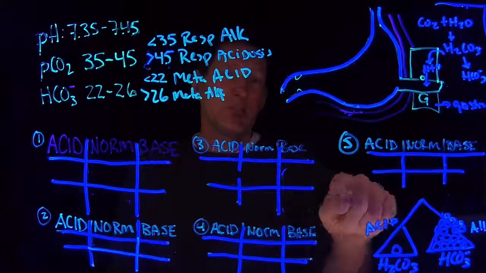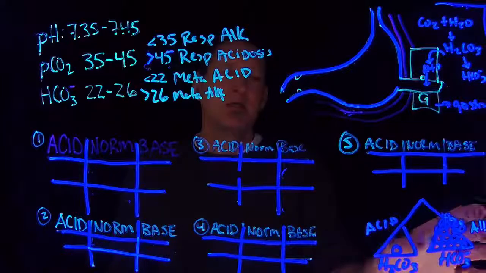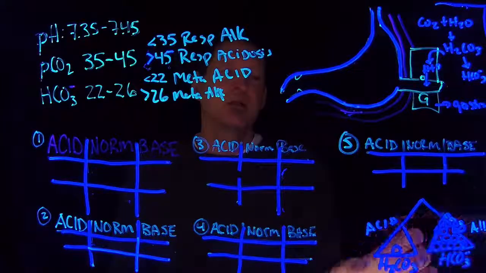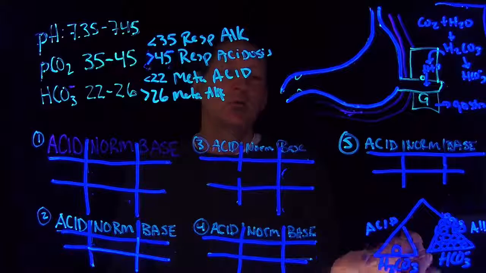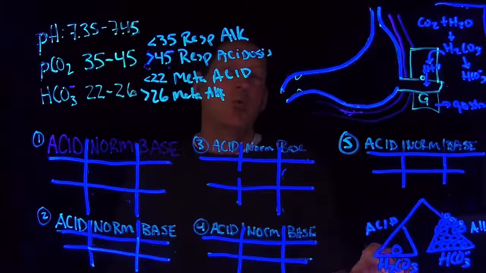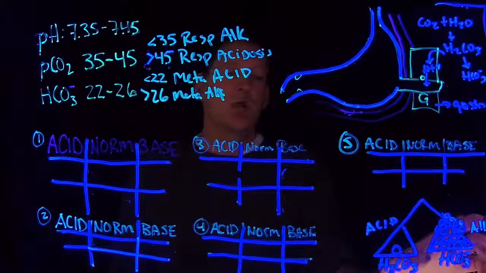My scale's at 7.40, which is more basic than acidic, so I have to have more bases than I do acids. So this ratio is 1 to 20. I've got 1.2 milliequivalents of carbonic acid and 24 milliequivalents on average of bicarbonate.